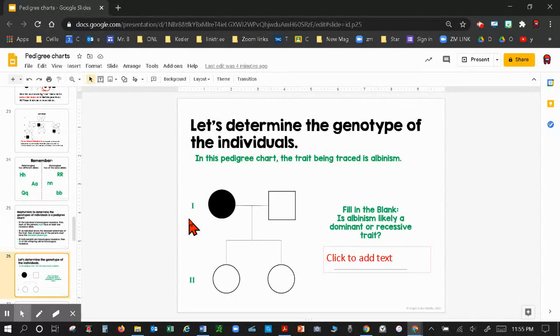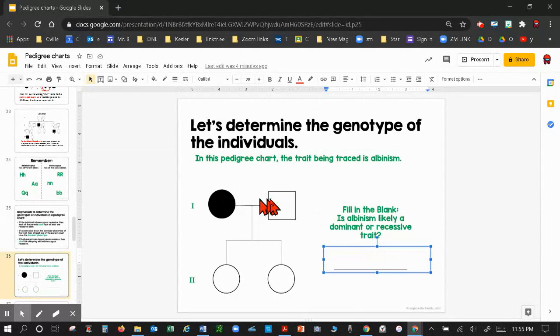So, is albinism likely a dominant or recessive trait? Take a look at the pedigree chart of inheritance. Once you see that, analyze it, and feel free to pause the video. How would you classify this as dominant or recessive?